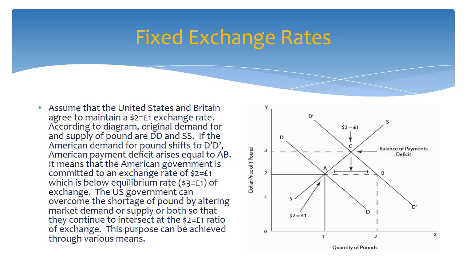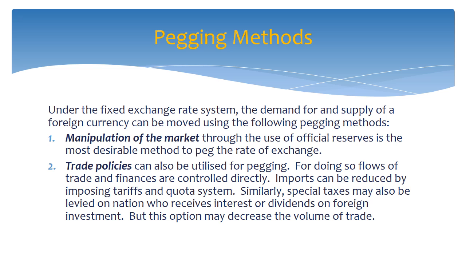The U.S. government can overcome the shortage of pound by altering market demand or supply or both, so that they continue to intersect at the $2 equals £1 ratio of exchange. This purpose can be achieved through various means. Pegging methods. Under the fixed exchange rate system, the demand for and supply of a foreign currency can be moved using the following pegging methods. 1. Manipulation of the market through the use of official reserves is the most desirable method to peg the rate of exchange. 2. Trade policies can also be utilized for pegging.